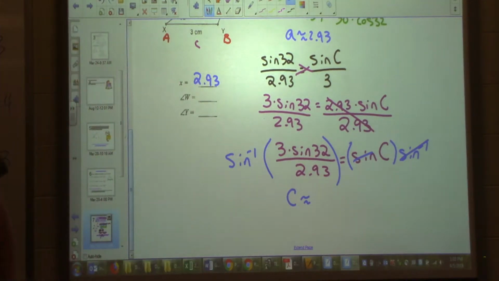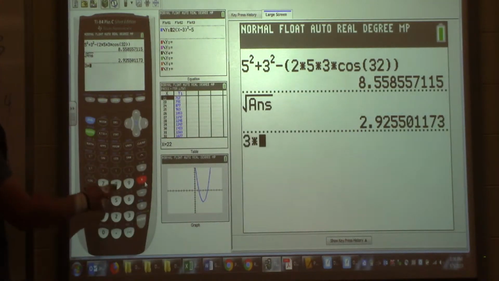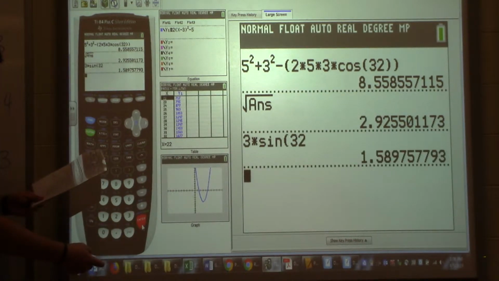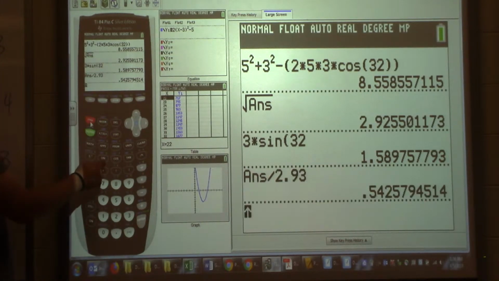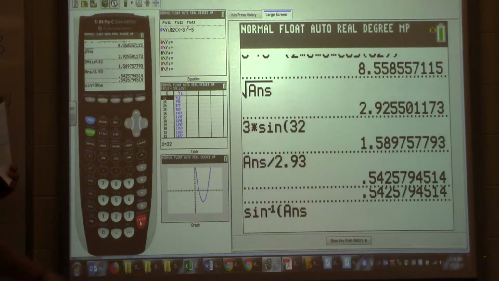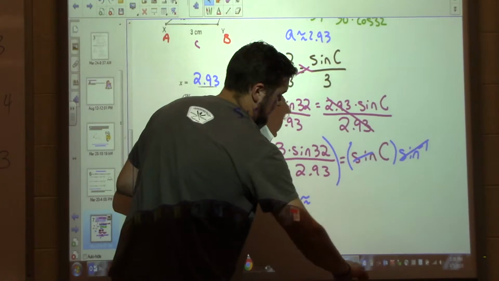So we're going to the nearest whole degree. What are we going to get? 65? Well, I didn't get that. Let's try it. 3 times sine of 32, divided by 2.93. Inverse sine of my answer, 33. When you round up? Did you try it again? Okay. So 33 is what our angle measure should be.